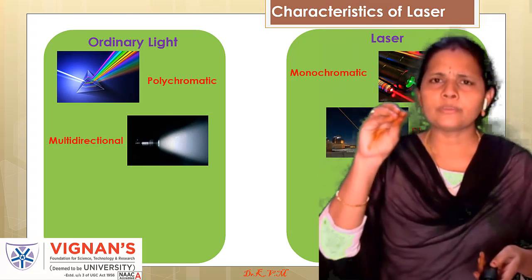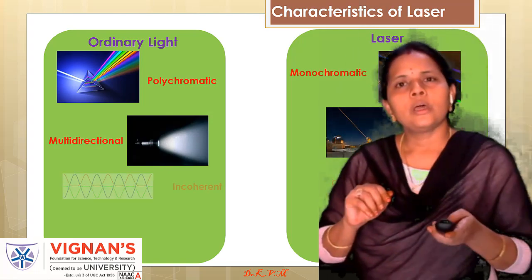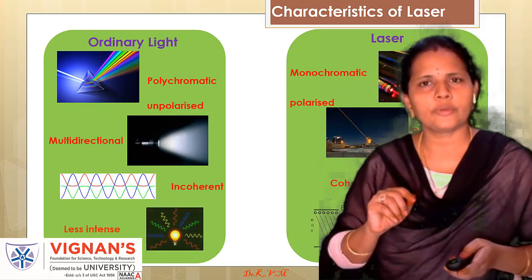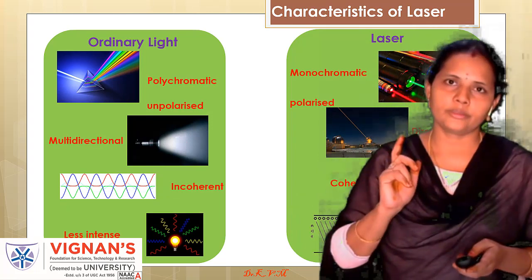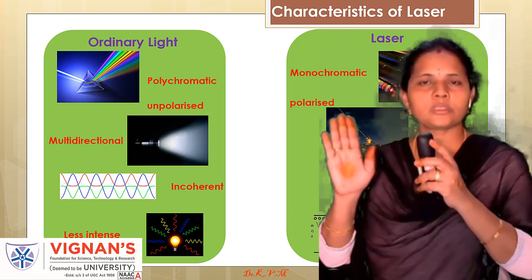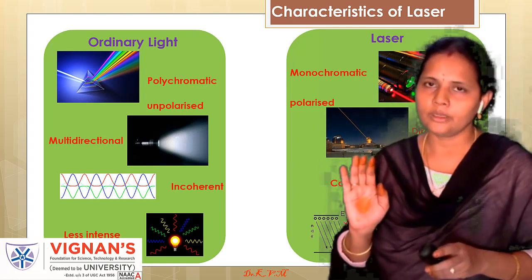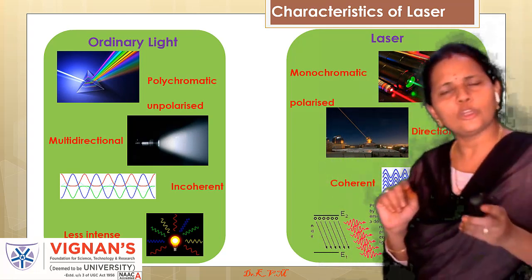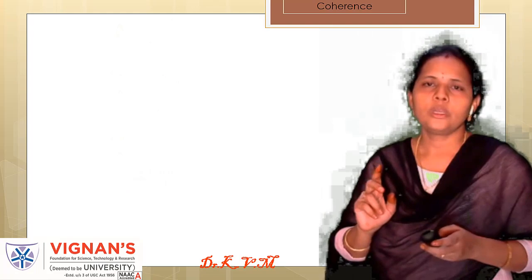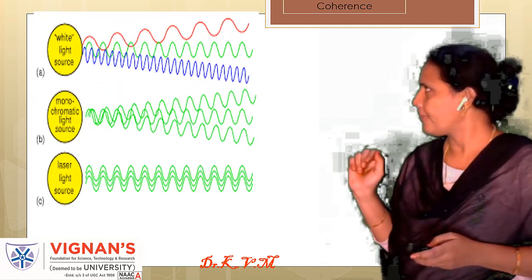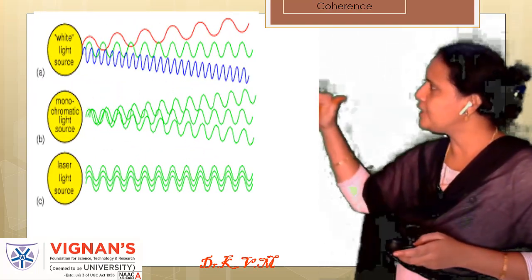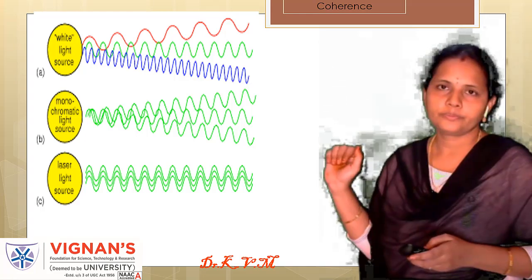In addition to these basic characteristics, the important characteristic of laser is coherence. Laser produces a coherent beam of light. Let us see what the phenomenon of coherence is. So look at this picture where you could see three different diagrams.